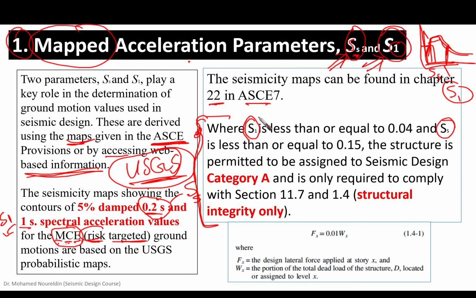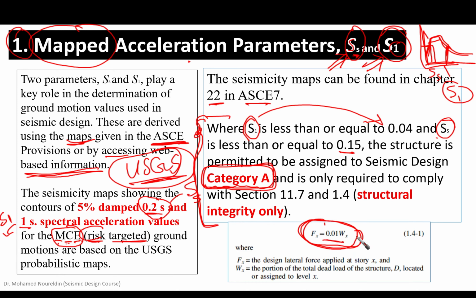If S sub 1 is less than 0.04 and S sub S is less than 0.15, then the structure is permitted to be in seismic design category A, which you may not understand or know now. But it seems that with seismic design category A, we are not going to design the building for seismic. That's the meaning of it. We are going to deal with the structure as having only a very small lateral force, and that's it.